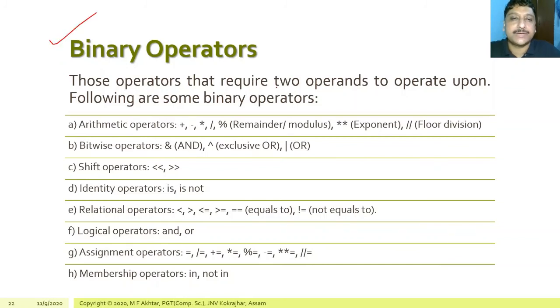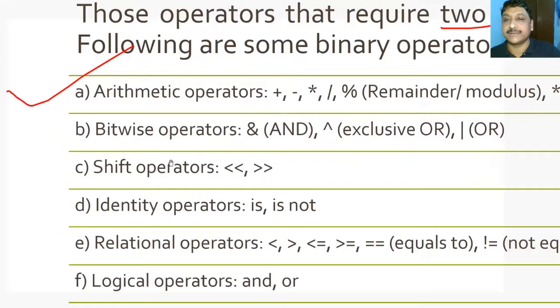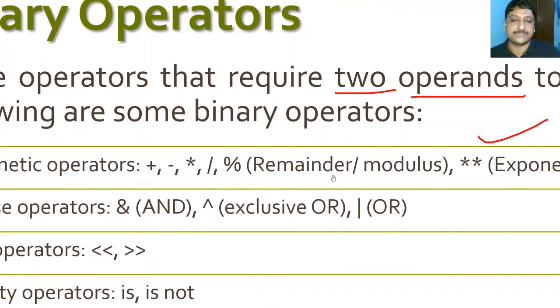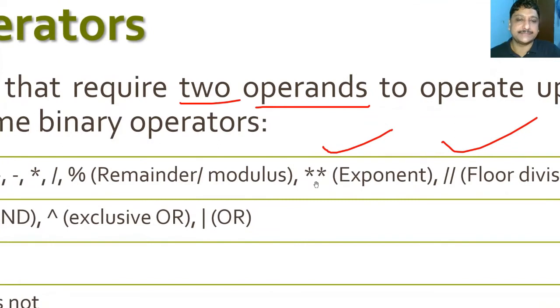Binary operators are those operators that require 2 operands to operate upon. Following are some binary operators. First are the arithmetic operators: addition, plus, minus, multiply, divide, then the percent symbol, the exponent symbol, and floor division. Plus, minus, multiply, slash, percent for remainder or modulus, and the double multiplication symbol is used for exponent, meaning power. Suppose we have to obtain 2 to the power 5, then we write 2 double star 5.